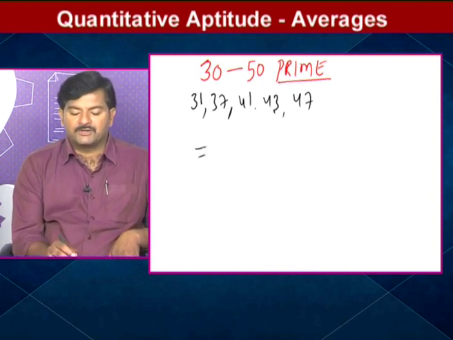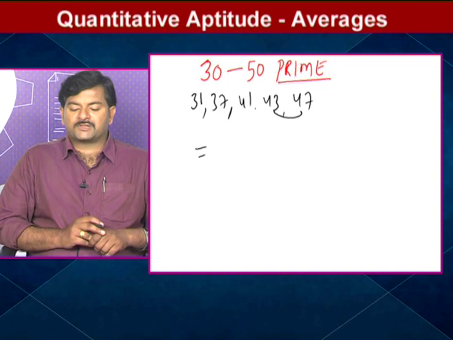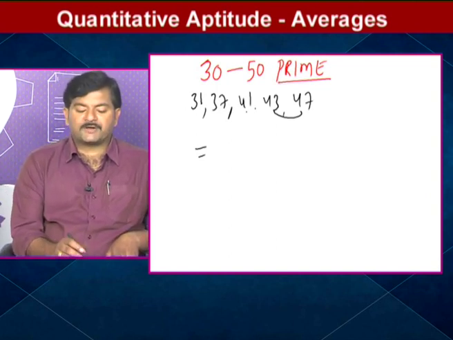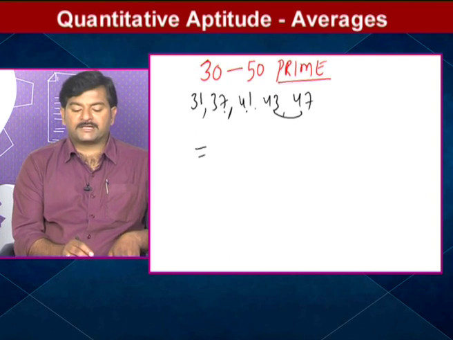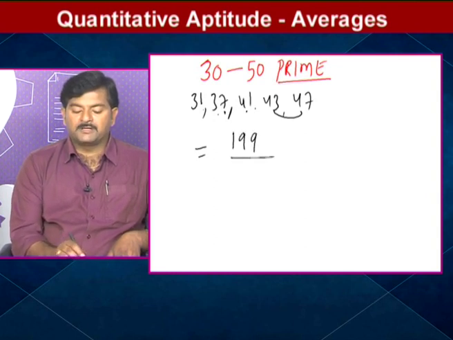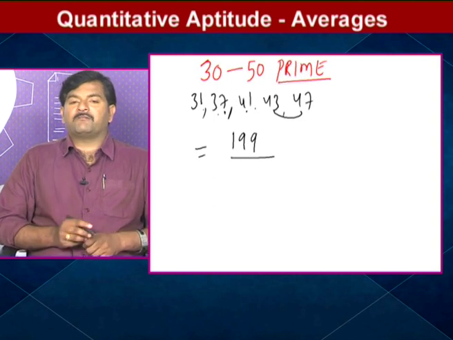So now what will you do? 43 plus 37, clearly 80. Right. So 80 plus 41 is 121, 158, 169, 199. Okay. I hope you are getting that the sum of the prime numbers is 199.